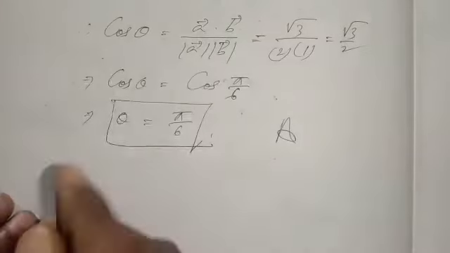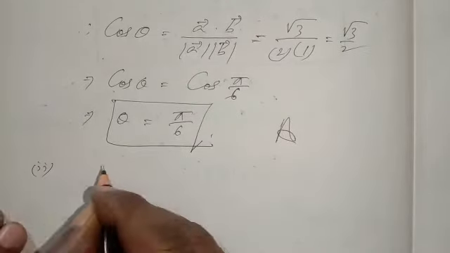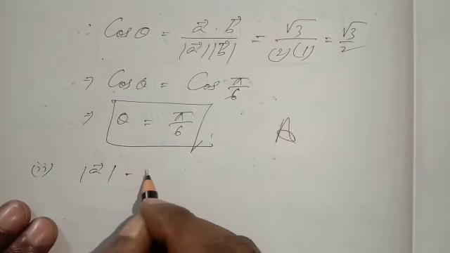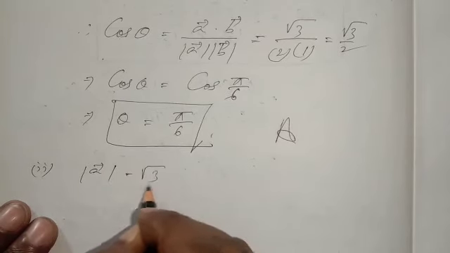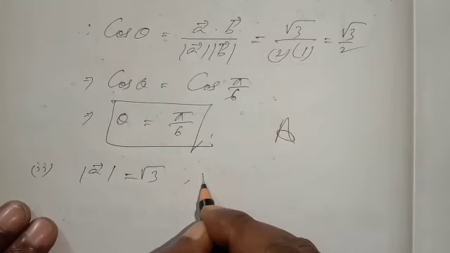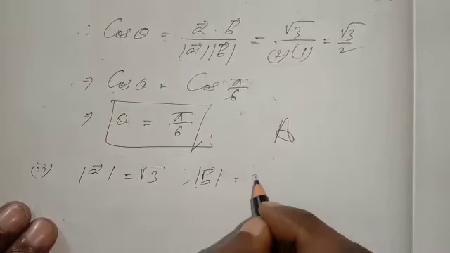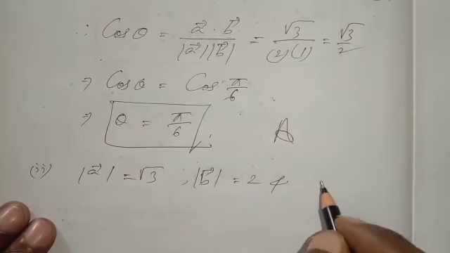The second part question is given. Second part: the magnitude of A vector is given as root 3, again B vector mod is given as 2, and A dot B is given as root 6.